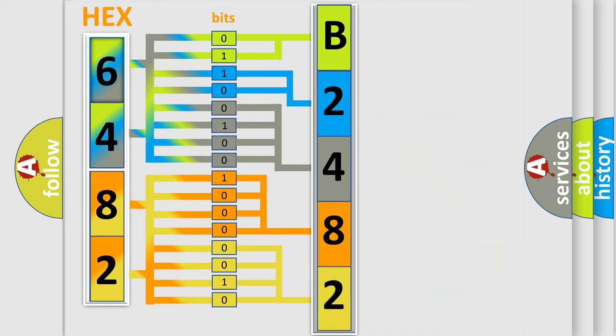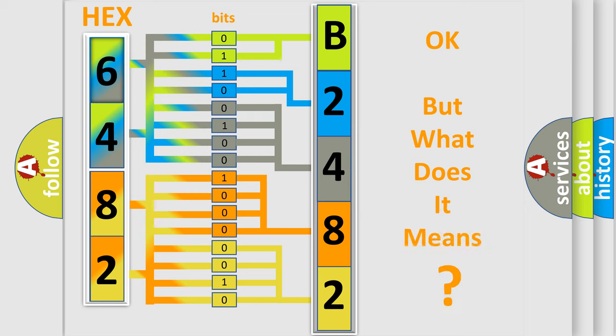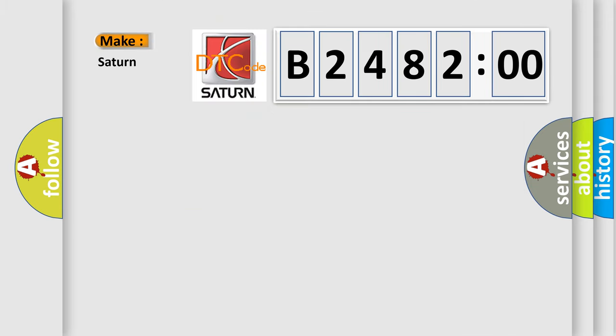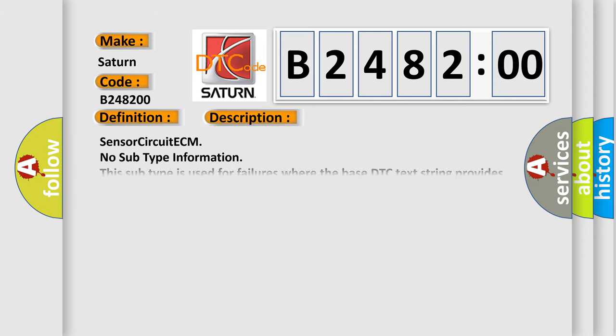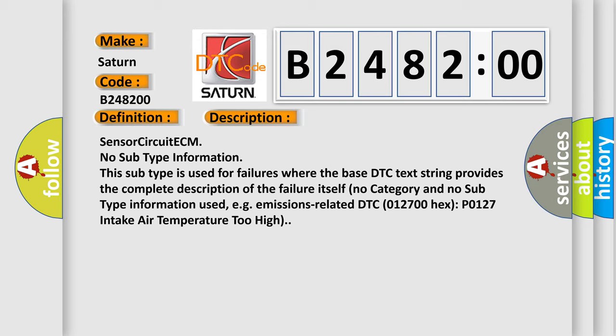We now know in what way the diagnostic tool translates the received information into a more comprehensible format. The number itself does not make sense to us if we cannot assign information to what it actually expresses. So, what does the Diagnostic Trouble Code B2482-00 interpret specifically for Saturn car manufacturers? The basic definition is rough road sensor circuit high voltage. And now this is a short description of this DTC code.